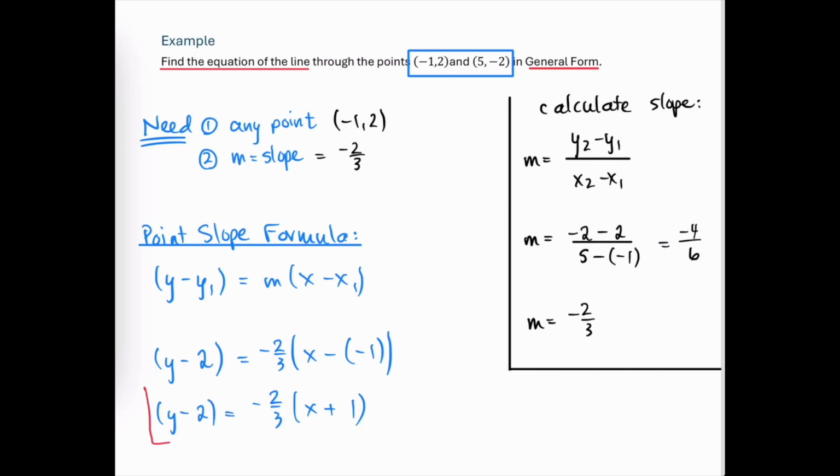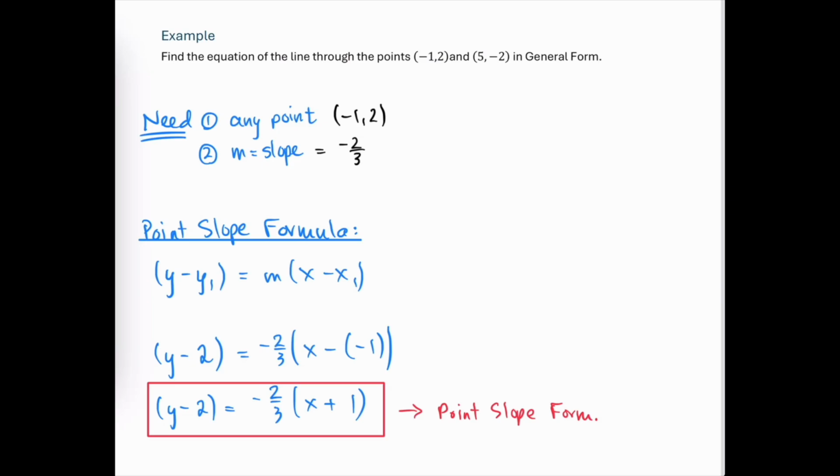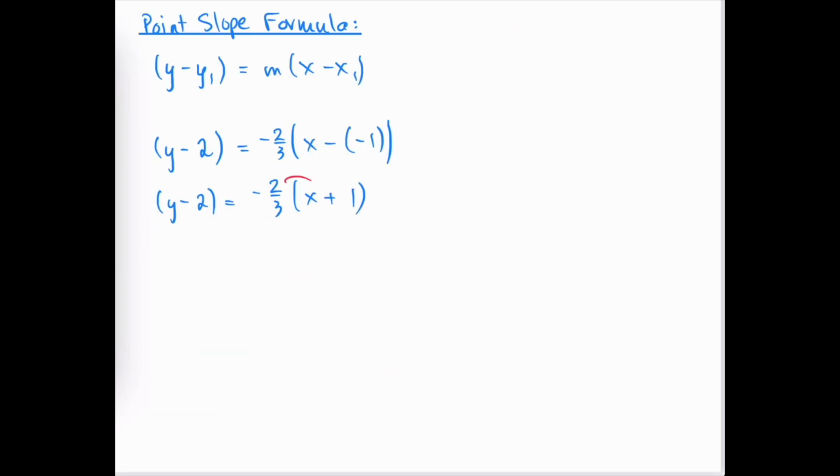And if we don't do anything else, we would consider this to be the equation of the line in point-slope form. But remember, the directions asked us to write the equation in general form, so we need to continue working with this until we get it in the form of ax plus by is equal to c. Let's start by distributing the negative 2/3 into the parentheses here and dropping the parentheses on the left-hand side since they're no longer necessary. Distributing in negative 2/3, we get negative 2/3 x minus 2/3.